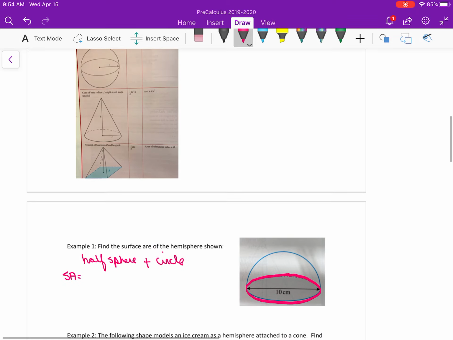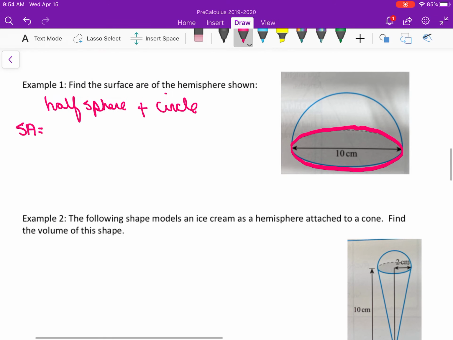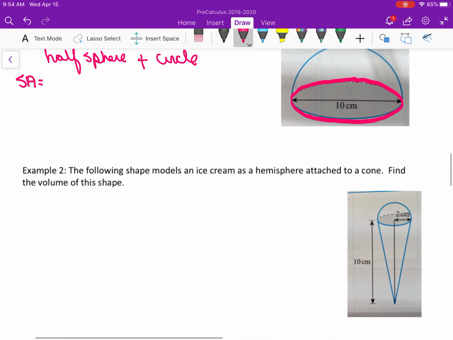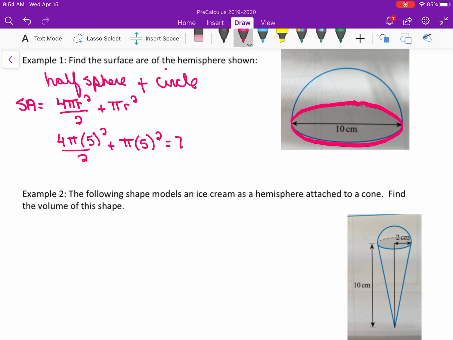So looking at our formula sheet, a sphere, and we're doing surface area, would be 4 pi r squared. So we would have 4 pi r squared, and we're dividing it by 2 because we have half of it, and then adding the area of the circle, which is just pi r squared. So just plugging in 4 pi times 5 squared divided by 2 plus pi times 5 squared. Put that all in your calculator, or don't. You get 75 pi if you don't, and that is about 236 centimeters squared.